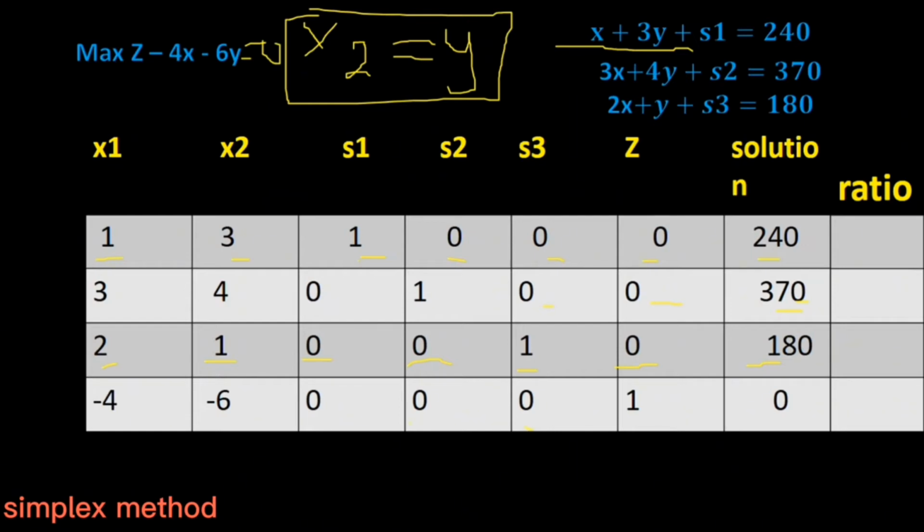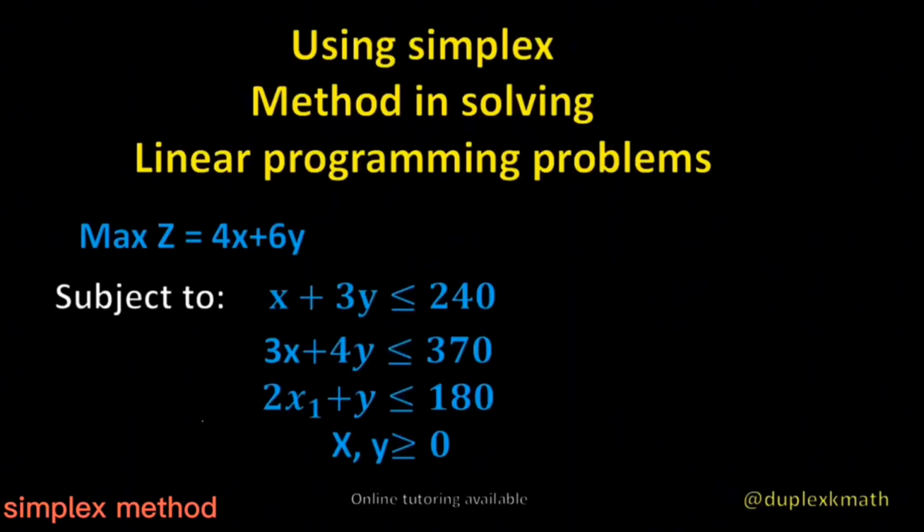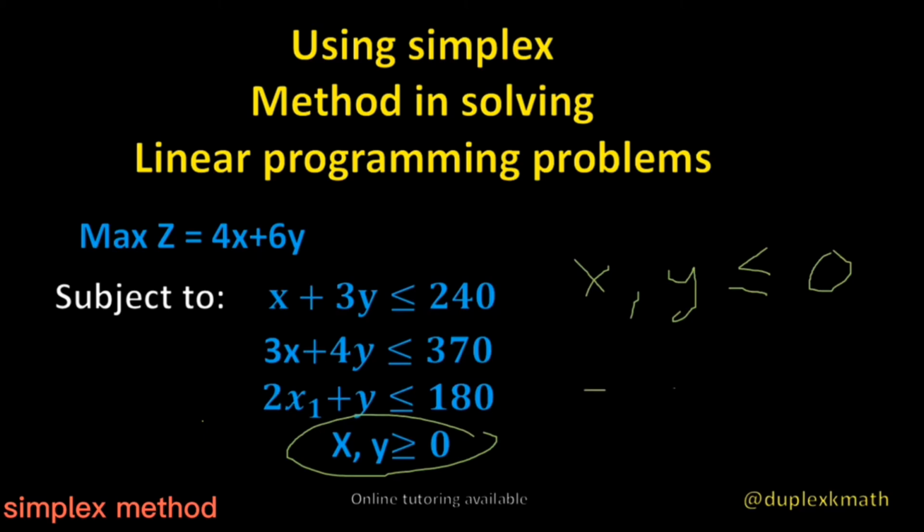Since we have a negative number in this last row, we're going to carry out row echelon form so as to have a positive number here. Why are we objecting to have a positive number here? Because in this initial equation, they say x and y are greater than or equal to 0. In case they say x and y are less than or equal to 0, we are just going to be having negative at all sides.